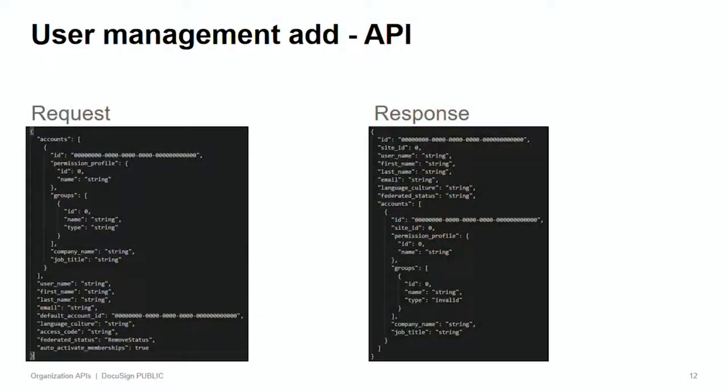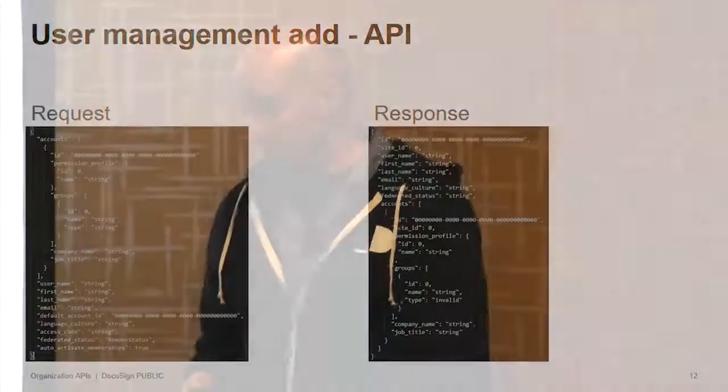We boil that down to an API request. Basically, there's a post endpoint. We'll show you what the call looks like later. But you can see here accounts is just an array, so you can add users to multiple accounts in the same request instead of having to go back in and add them multiple times to multiple accounts.